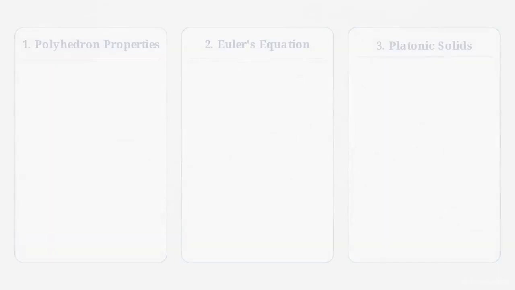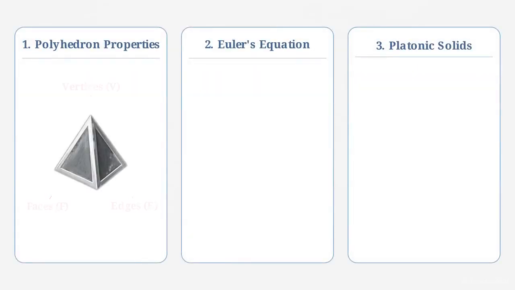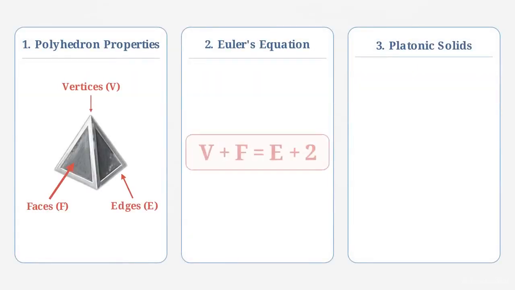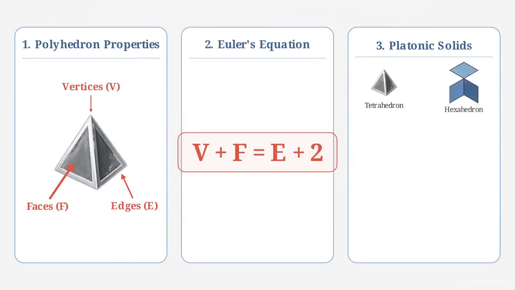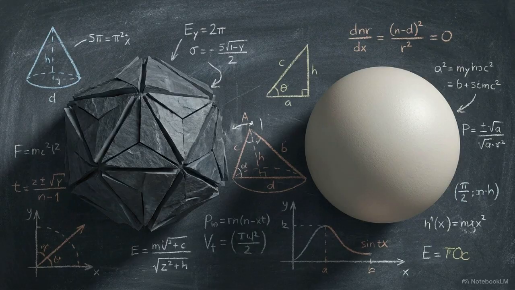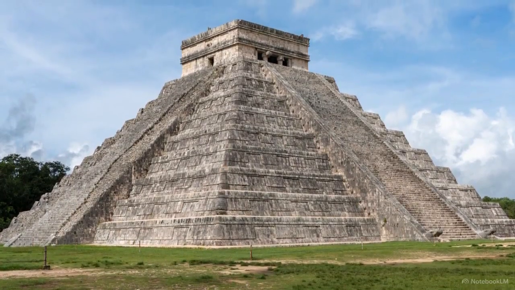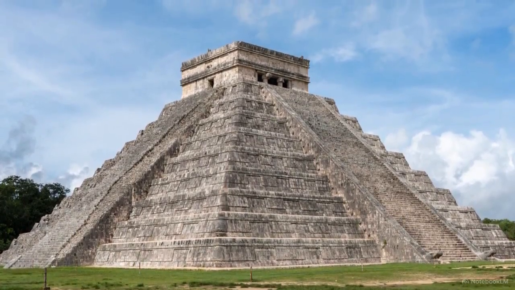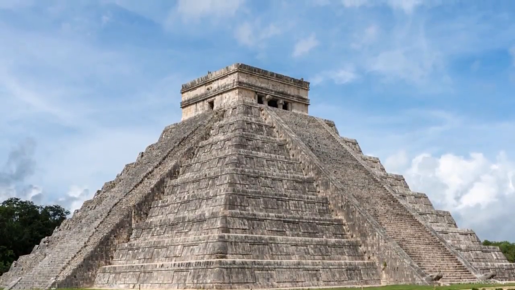To understand these structures, we will define the properties of polyhedrons, apply Euler's structural equation, and categorize the Platonic solids. We will then use these flat-faced shapes, combined with the concept of mathematical limits, to calculate the volume of a perfectly smooth sphere. Mastering these rigid geometric rules provides the framework required to measure the continuous, curved reality of the physical world.